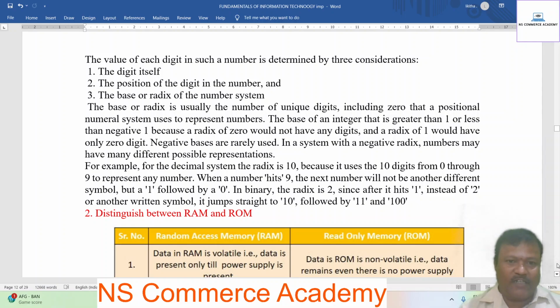In a system with a negative radix, numbers may have many different possible representations. For example, for the decimal system, the radix is 10 because it uses 10 digits from 0 through 9 to represent any number. When a number hits 9, the next number will not be another different symbol, but 1 followed by a 0. In binary, the radix is 2. After it hits 1, instead of 2 or another written symbol, it jumps straight to 10, followed by 11 and 100.